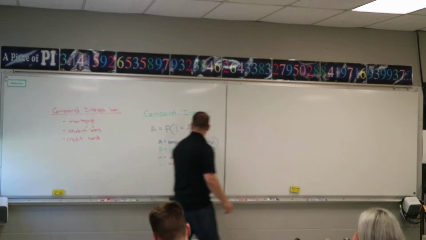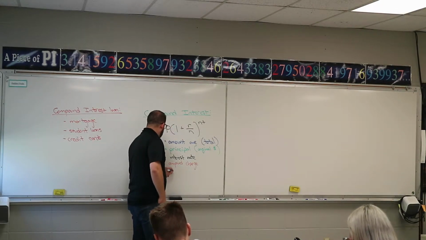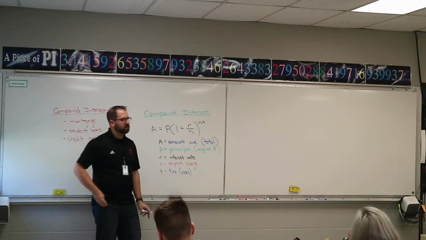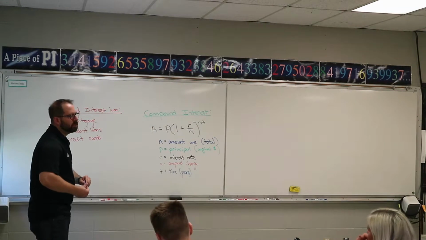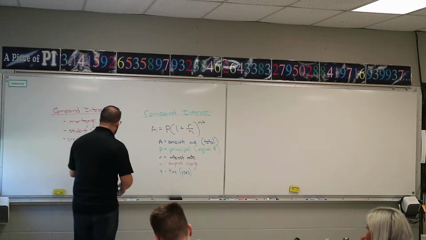Last thing, the last number here for T is time. And typically this is in years. And I'm talking years, like usually like on a mortgage or student loan. Student loans are 20-year loans, usually. Mortgages are usually 30 in this area. It does change depending on the type of home you buy.